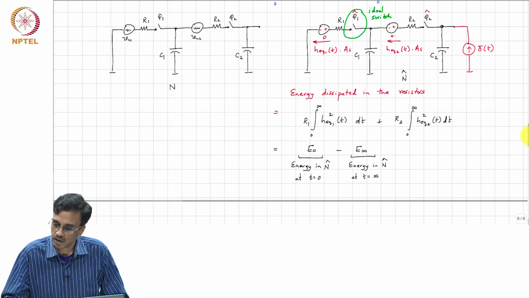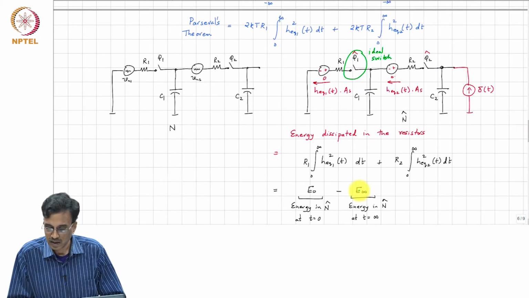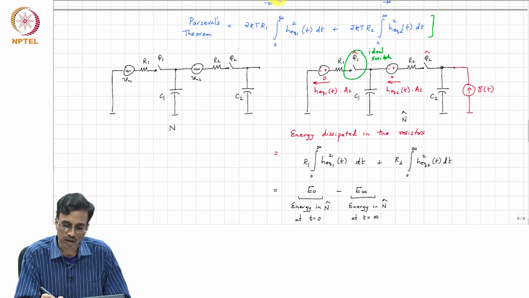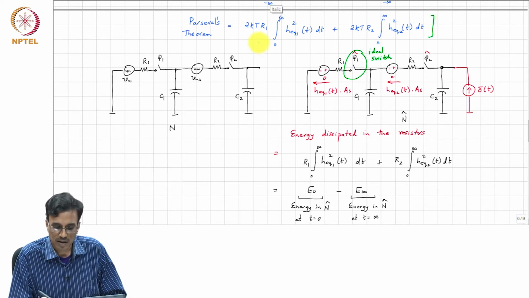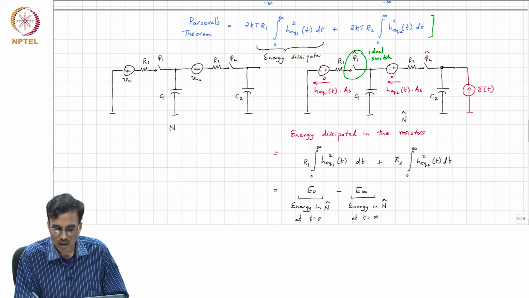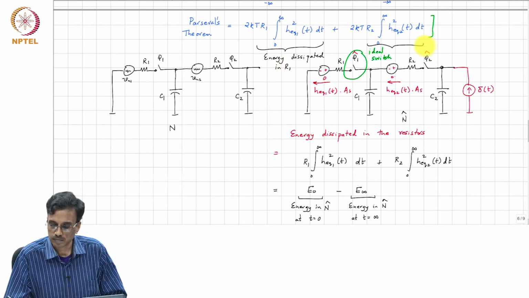So, therefore, we have seen that E0 minus E infinity must be this, but what are we trying to find? What we are trying to find is this quantity here, which is simply 2 kT. You can think of this as being proportional to the energy dissipated in R1, and this is the energy dissipated in R2.